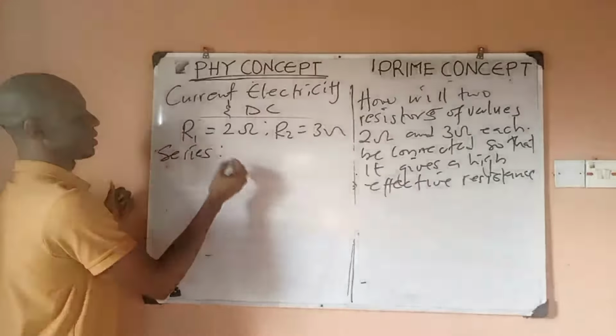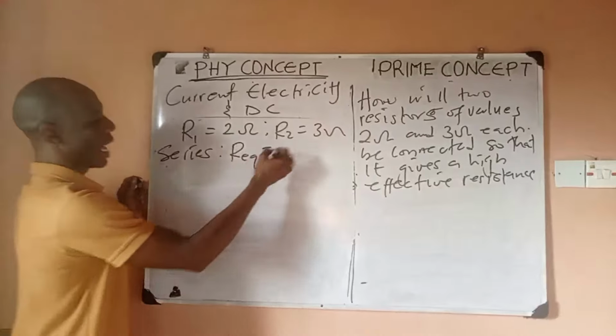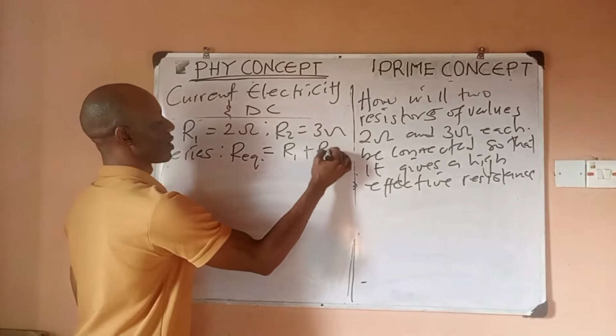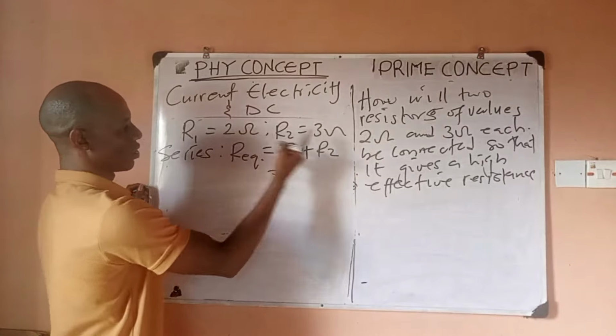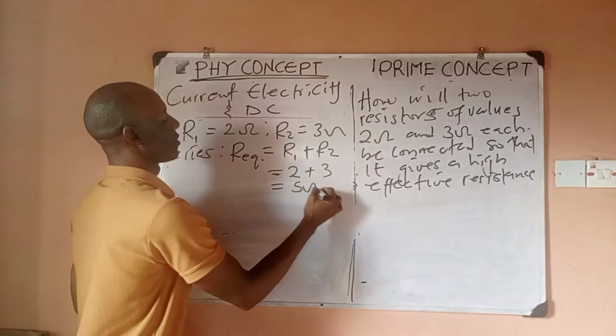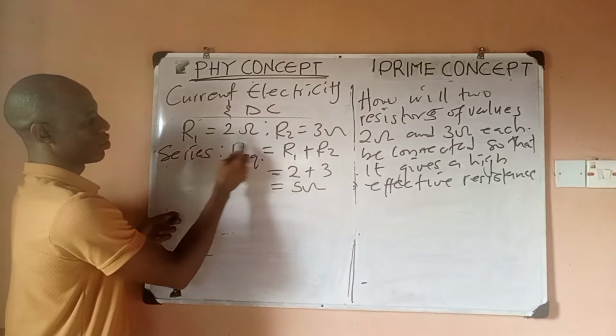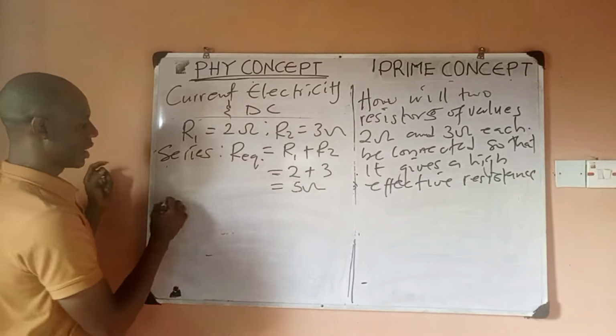For series, the effective or equivalent is going to be R1 plus R2. So for series, I'm going to add them up. 2 plus 3 is 5 ohms. You can see that this is 5, which is bigger than 2 and bigger than 3. Let's check for parallel.